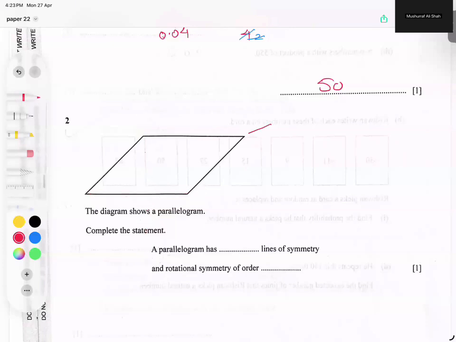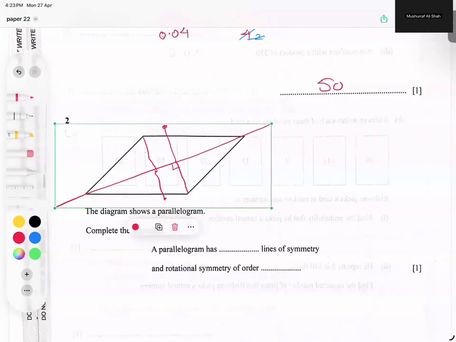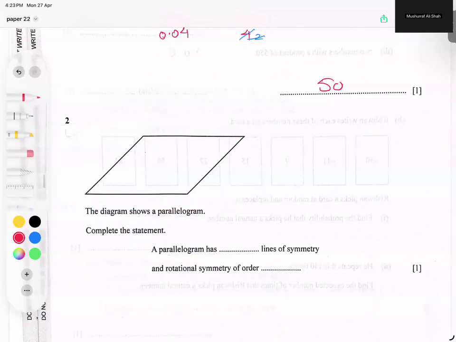Some students think, is this a possibility? No, not at all. For the 90 degrees here, we must have an image here, and this 90 degrees must have an image here. So it is not possible. So basically it has 0 lines of symmetry. And how many rotational symmetries? It has 2 rotational symmetries. It has 2 rotational symmetries, okay?